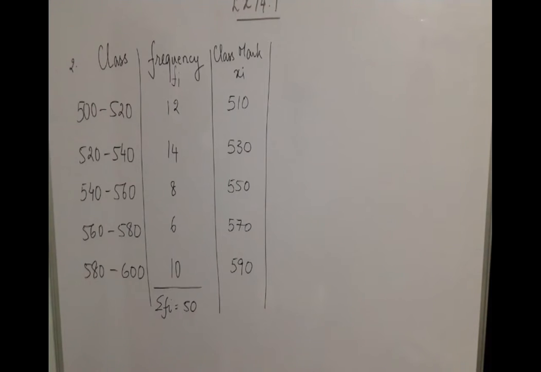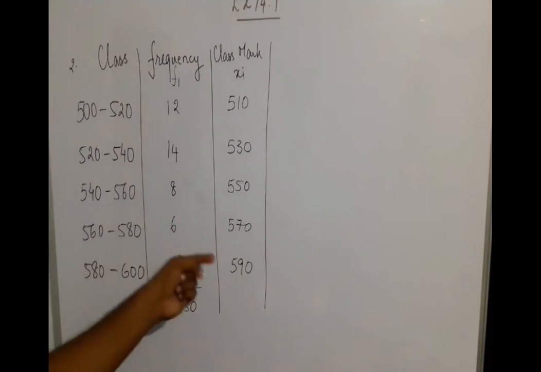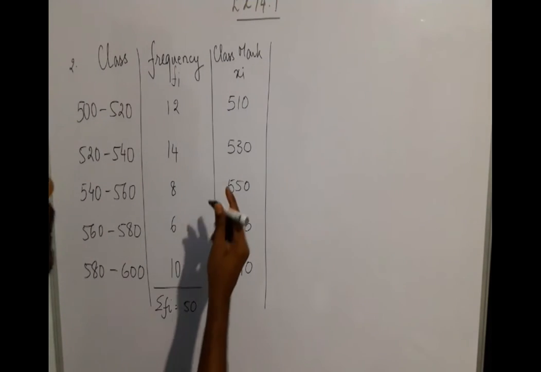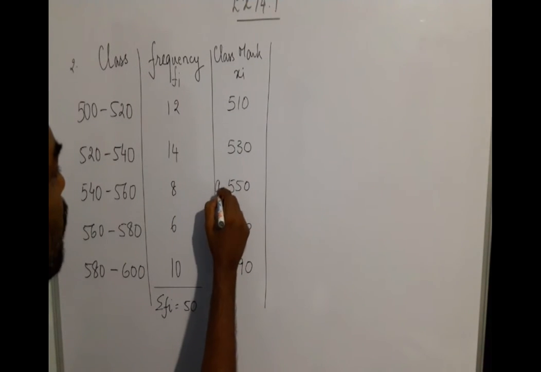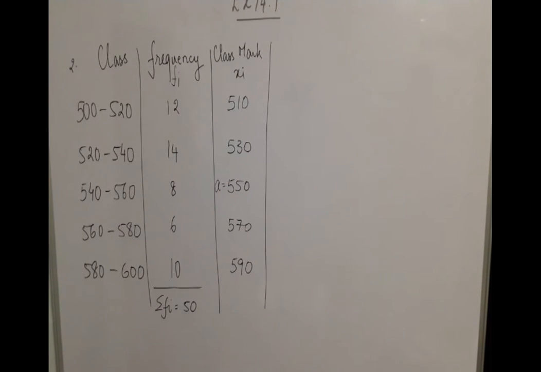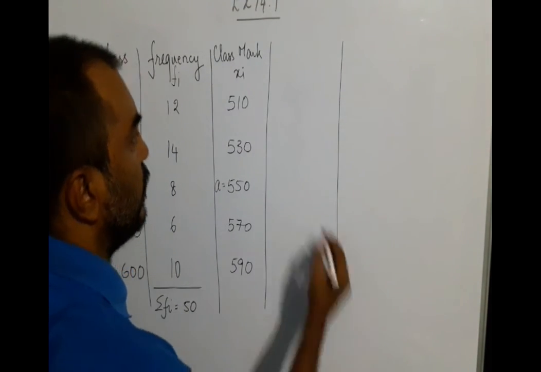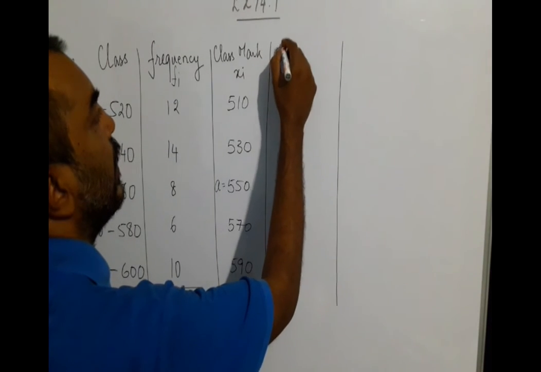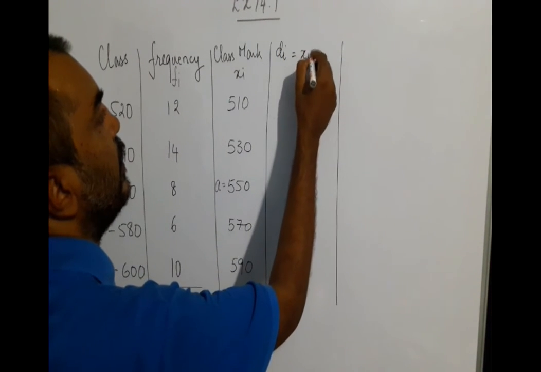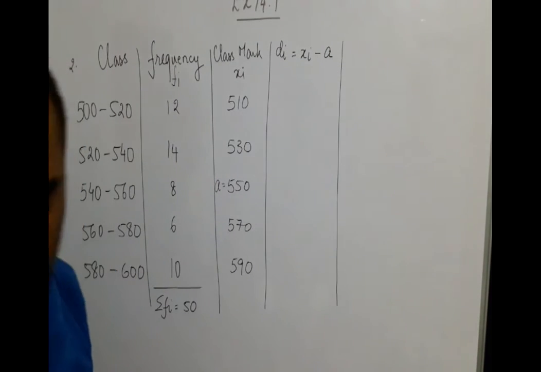The next method we did was the assumed mean method. So we have to assume a mean here. We'll assume the mean exactly in the center and call this our A. After we do our A, what is the next step we need? We will need the di. And what is di? di is xi minus A.